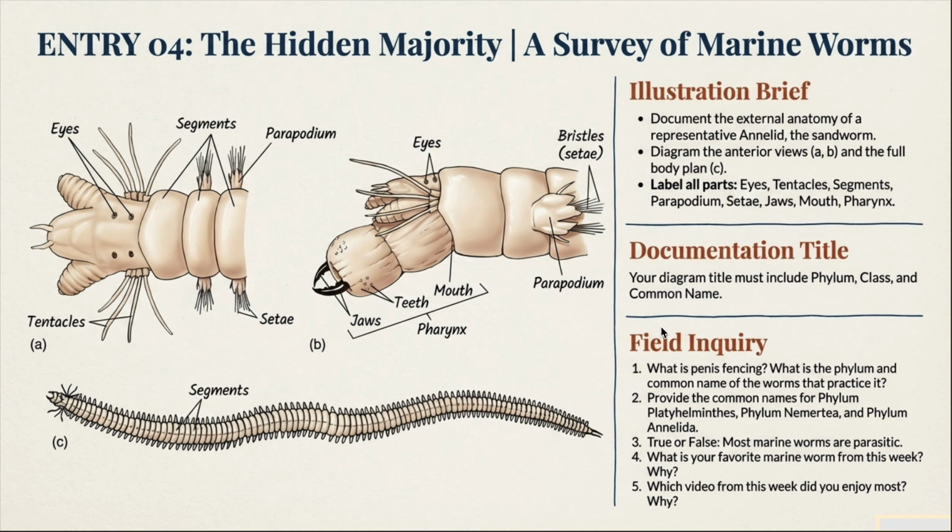Entry 4, same idea. You're going to draw and label these parts of this sandworm here. You're going to draw the external anatomy, and these worms are annelid. Your document title should include the phylum, which is annelid, class, which is polychaete or polychaeta, and common name, which is sandworm in this case. And then you're going to answer these questions about the arthropod. Now, you have to watch some of the videos to answer some of them, or you can do some quick Google searches. But the lecture, which you'll find on Google Classroom, has many of the answers as well.